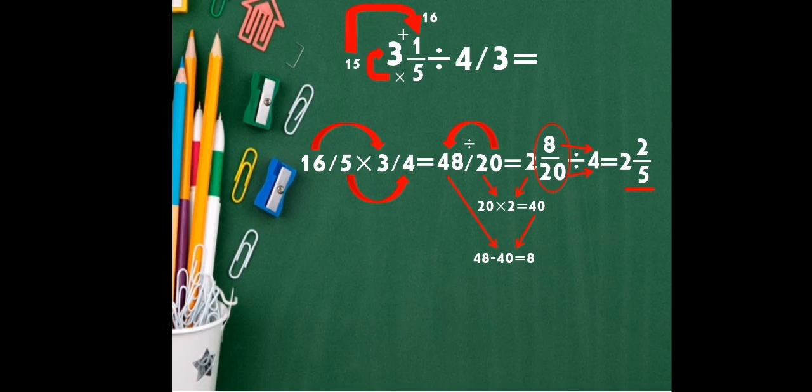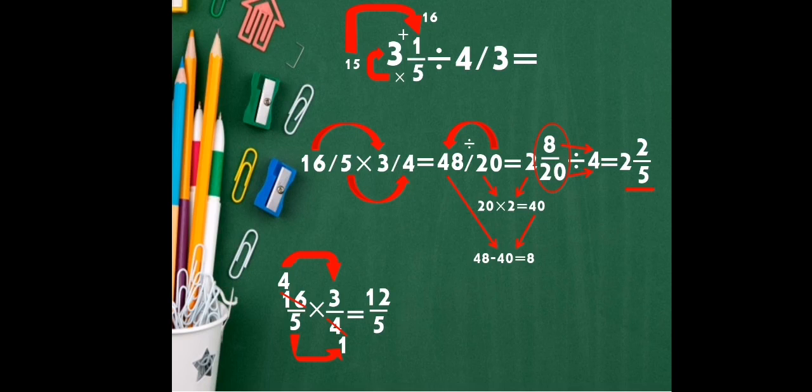Okay, you can also solve this by doing this. So 16 over 5 times 3 fourths is equal to... 16 and 4, they have a common factor, which is 4. So 16 we divide by 4, so it will become 4. And then 4 we divide by 4, so it will become 1. And then we're going to multiply now. 4 times 3 is equal to 12. Then 5 times 1 is equal to 5.